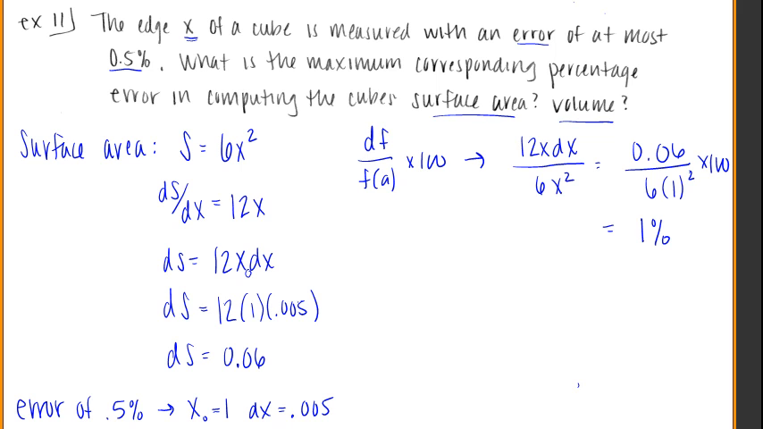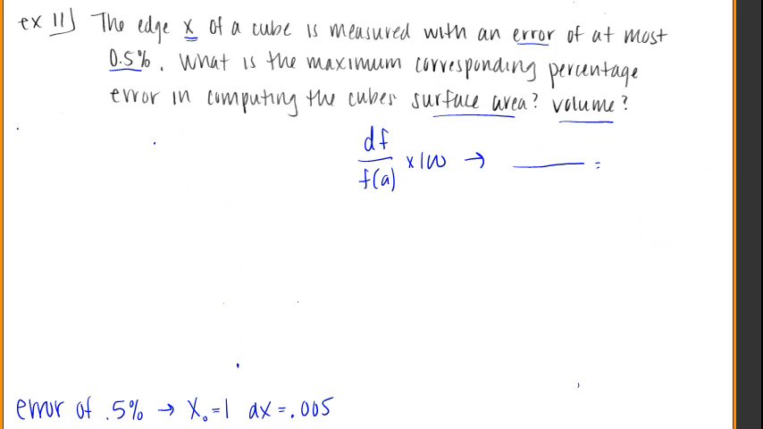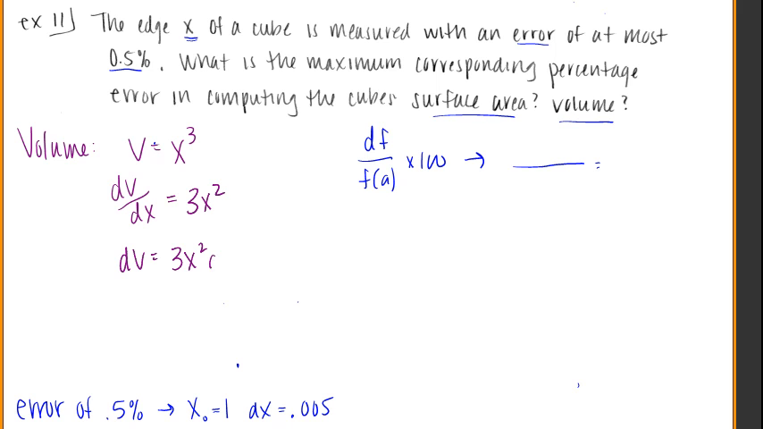So let's do this exact same process, but now let's go to volume. Okay, so the change in volume. First of all, we need to write ourselves a formula. The volume of a cube is just length times width times height, so x times x times x is x cubed. So then we start taking the derivative. The derivative of the volume with respect to x is going to be 3x squared, or dV is going to be 3x squared dx.